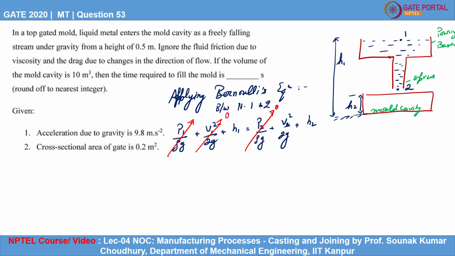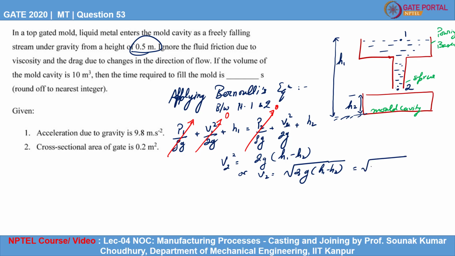Hence, the value of velocity at point 2 will be V2 squared equals 2g(h1 minus h2), or V2 shall be under root 2g(h1 minus h2). Now, putting the values, h1 minus h2 is nothing but 0.5 meter, the height through which the freely falling stream is entering the mold cavity. So it is 0.5 meter.